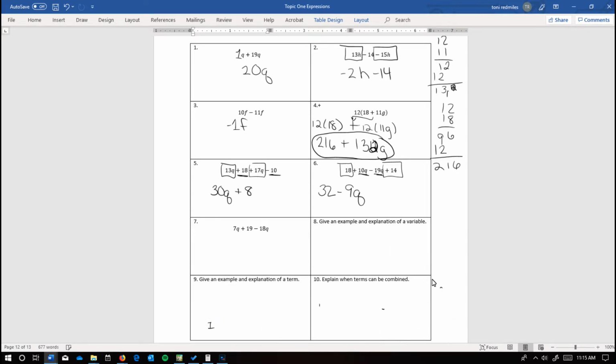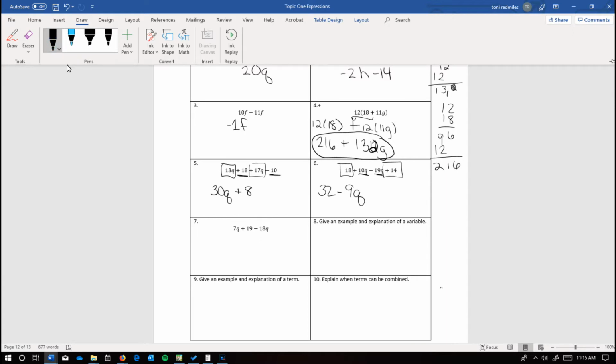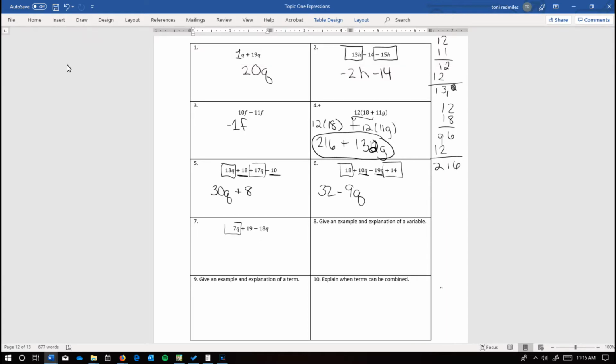All right, so let's look at the next one. Let's get our common terms together, which is the 7q and negative 18q. Different signs, subtract, get 11. The bigger absolute value is the 18, so it's a negative 11 because the 18 is negative. The 19 is not like with anything. So there's our simplified one.